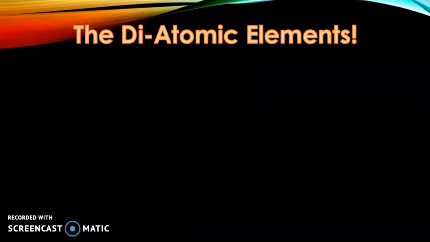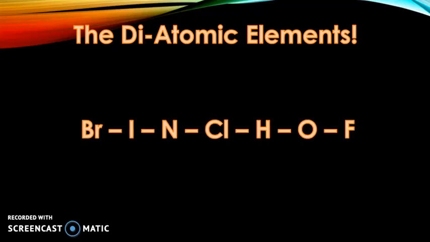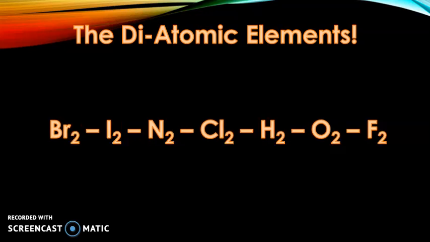We call them the diatomic elements, and it's worth mentioning who they are now. If you actually take their chemical symbols and lay them out, it can spell this really weird name-sounding thing. I call it Brinkelhoff, made of bromine, iodine, nitrogen, chlorine, hydrogen, oxygen, and fluorine. They are so reactive that they only really exist naturally in a diatomic form, or two-atom form. So when we write them, we put these little subscript 2's behind them.